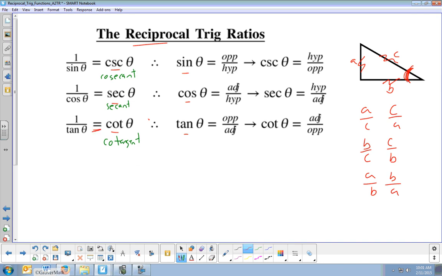Now, tangent and cotangent, they are reciprocals. They do go together. They do sound alike. They are what we call cofunctions. So it's easy to remember that cotangent goes with tangent.